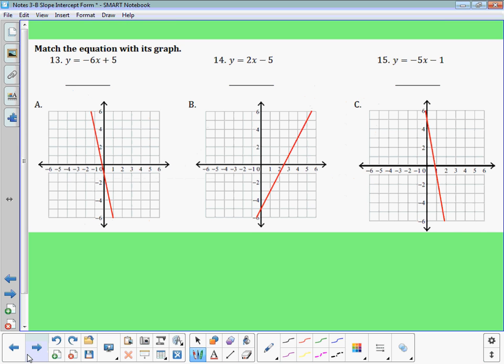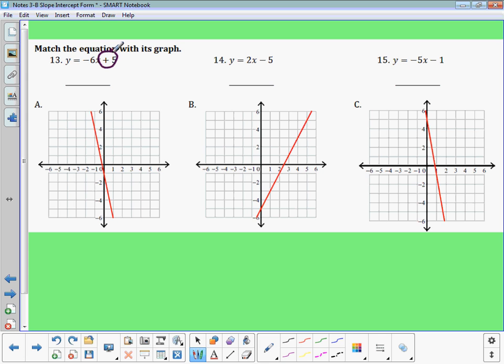It says match each equation with this graph. Now, when you do multiple choice in math, there's a lot of tricks you can play. So I kind of want to show you some of those tricks. So when you get to take bigger multiple choice math tests, you kind of have these tricks that you can follow. So I look at number 13, and because I'm smart, I know that for number 13, the y-intercept is 5. So what I'm going to do is I'm not even going to worry about the slope.